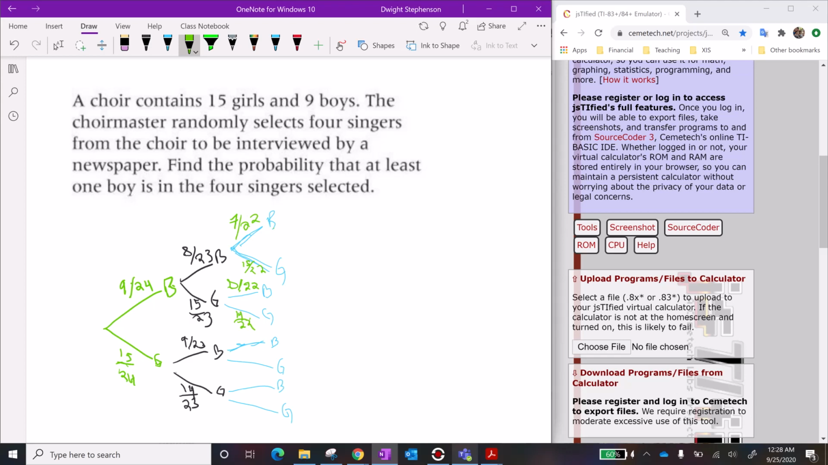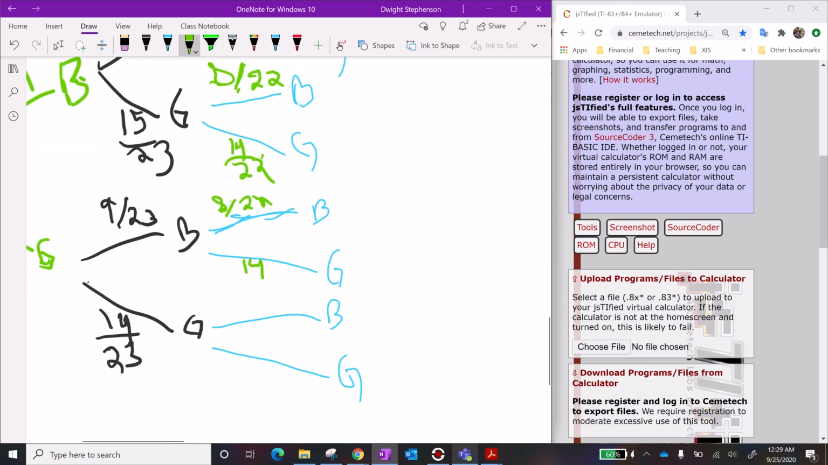Down here, same idea, we picked a boy and a girl, therefore there are 8 boys out of 22 students. And here you picked a girl, so there's 1 less girl, so 14 girls out of 22 students. And then here, you picked 2 girls. What's the probability to pick a boy? You haven't picked a boy yet, so there's 9 boys, 22 total students. Here you picked 2 girls already, so there's only 13 girls left out of 22 students. I'm going to go ahead and save some time on the video, and I'll just go make the next one so you can see it.